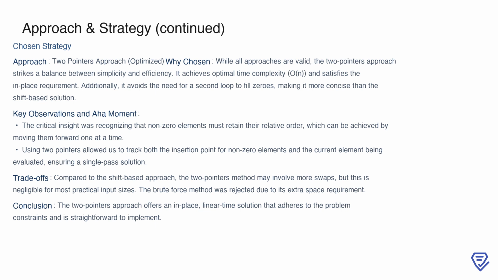The key insight that makes this approach work is recognizing that non-zero elements must retain their relative order, and this can be achieved by moving them forward one at a time. By using two pointers, we efficiently track both the insertion point for non-zero elements and the current position being evaluated, enabling a single-pass solution. While it may involve more swaps compared to the shift-based approach, this trade-off is negligible for most practical input sizes. Ultimately, the two-pointers approach provides an elegant and optimal solution to the problem, satisfying all constraints while being easy to implement.